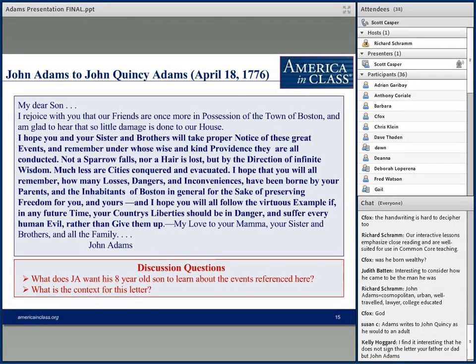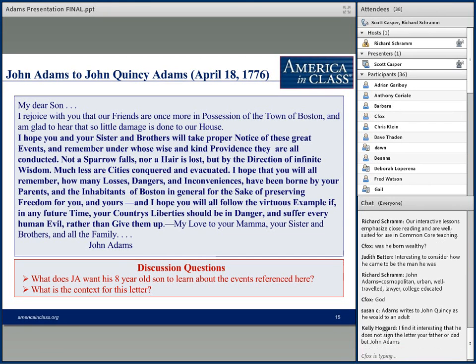How they address each other. He doesn't sign this "Dad." He doesn't sign it "your father." He signs it "John Adams." So I think, in fact, that that's not unusual in the 18th century.